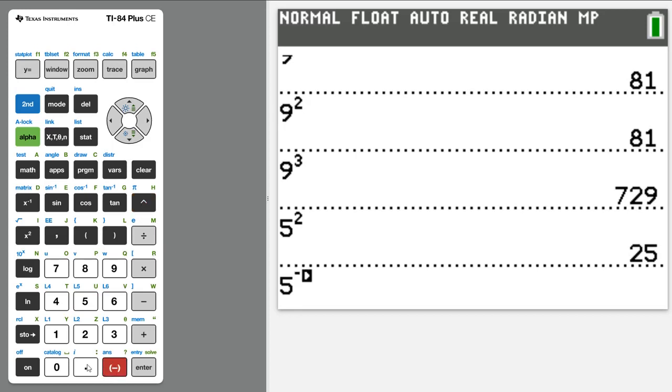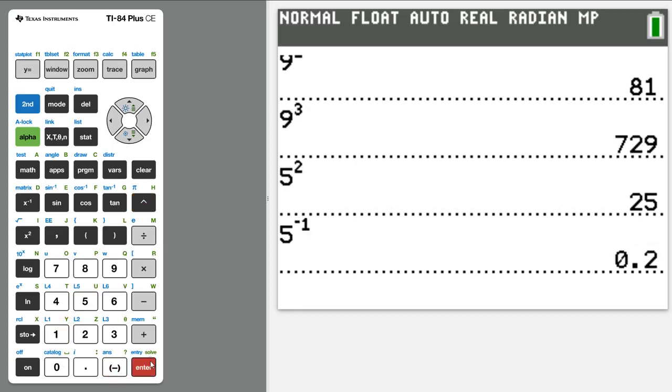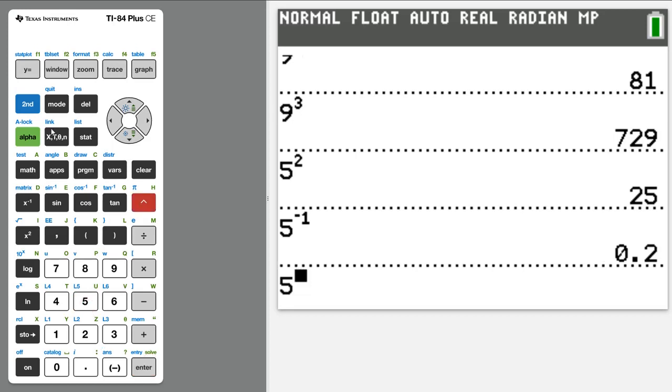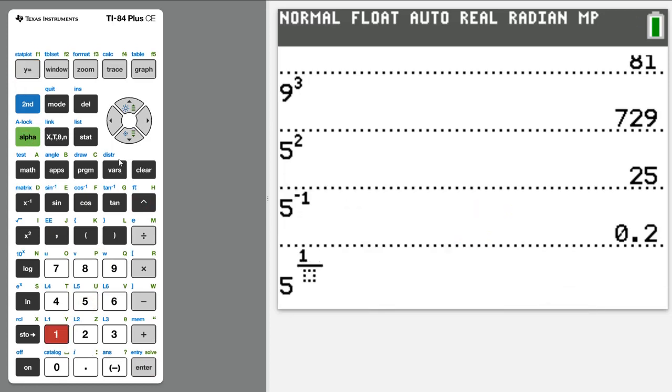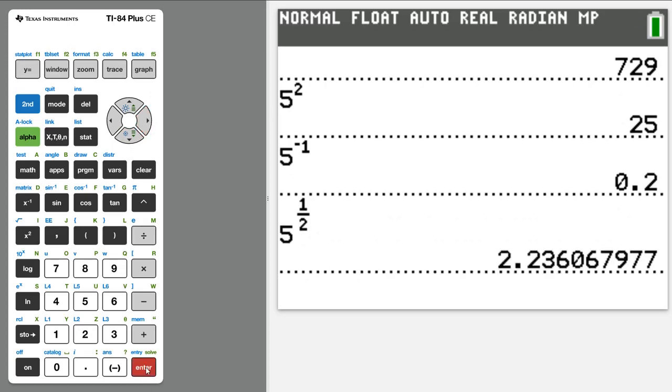I can raise it to the power of like -1, right? Or I can raise it to the power of a fraction, right? Using my alpha y equals button, I can stick a fraction in there. 5 to the 1/2, right? I can do all sorts of crazy stuff. But those are the two main buttons you're going to be using.